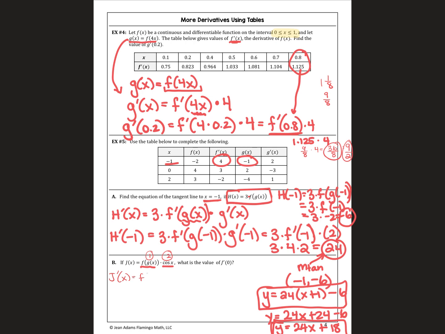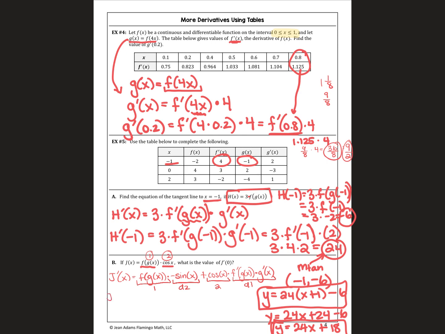That's f of g of x, that's function 1, times the derivative of the second function, which is negative sine x, plus the second function times the derivative of the first. So that's a composition. So it's f prime, inside stays the same, times the derivative of the inside, which is g prime of x. So here's d1 times d2 plus d2 times d1, the derivative of that composition.